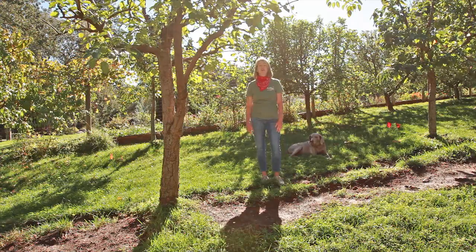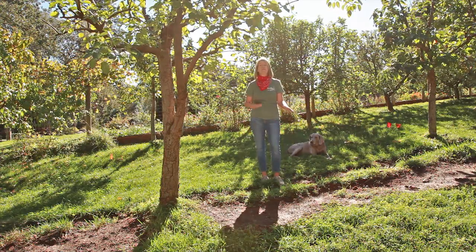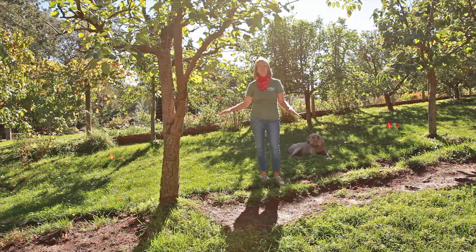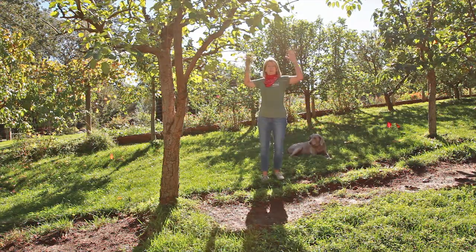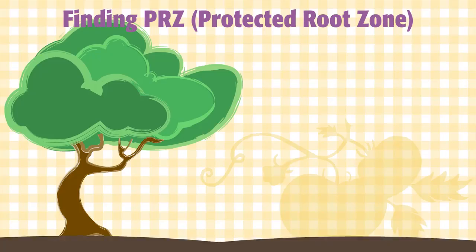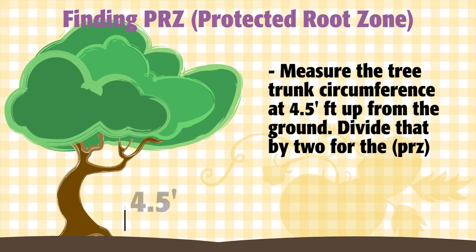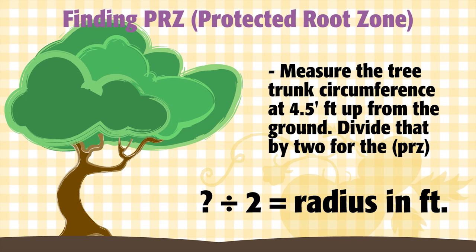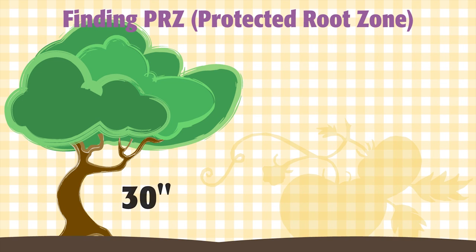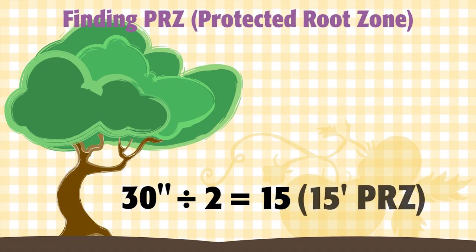Trees can also be hurt by construction projects and high foot traffic. Trees do not handle soil compaction well in the protected root zone. That's an area beneath the tree that's about 40% larger than the drip line. To measure the protected root zone, measure the tree's trunk circumference at about 4.5 feet up. Divide the number by 2. This is the radius in feet of the PRZ. For example, this tree circumference is 30 inches. Divided by 2, that's 15, meaning the radius of this tree's protected root zone is 15 feet.